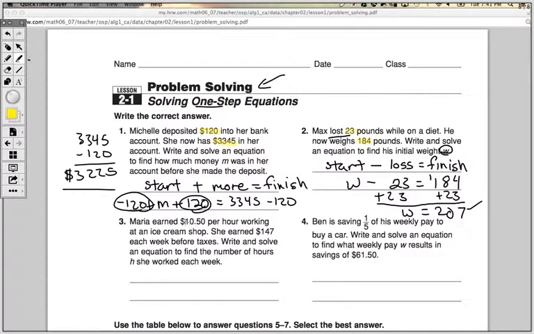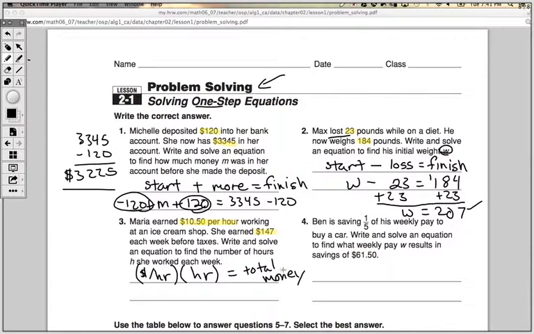This next one says, Maria earned $10.50 per hour. Per hour, that kind of sounds important. Working, she earned $147 each week before taxes, of course, because taxes just take so much money. Write and solve an equation to find the number of hours H she worked each week. Well, let's see. If you count the amount per hour, the money per hour times the number of hours, then that's the total salary, or the total money.